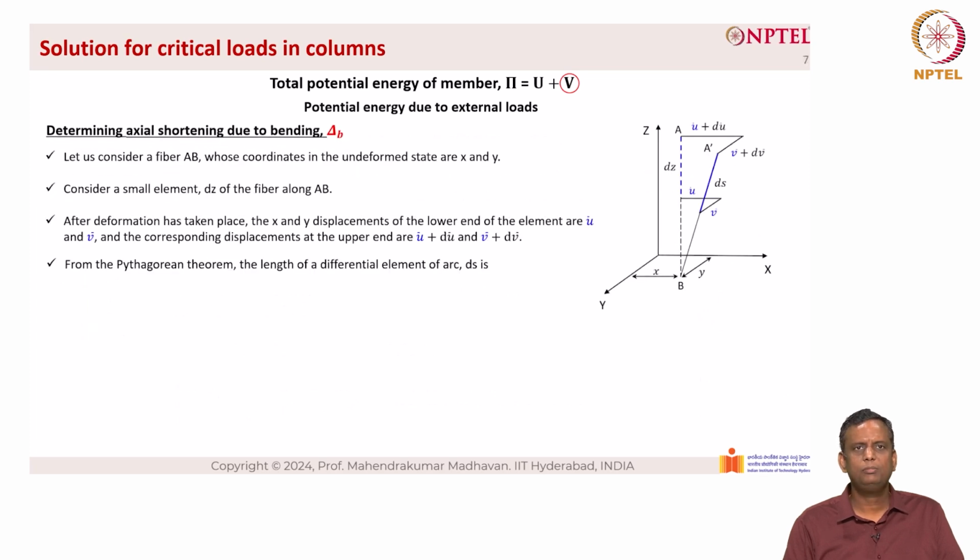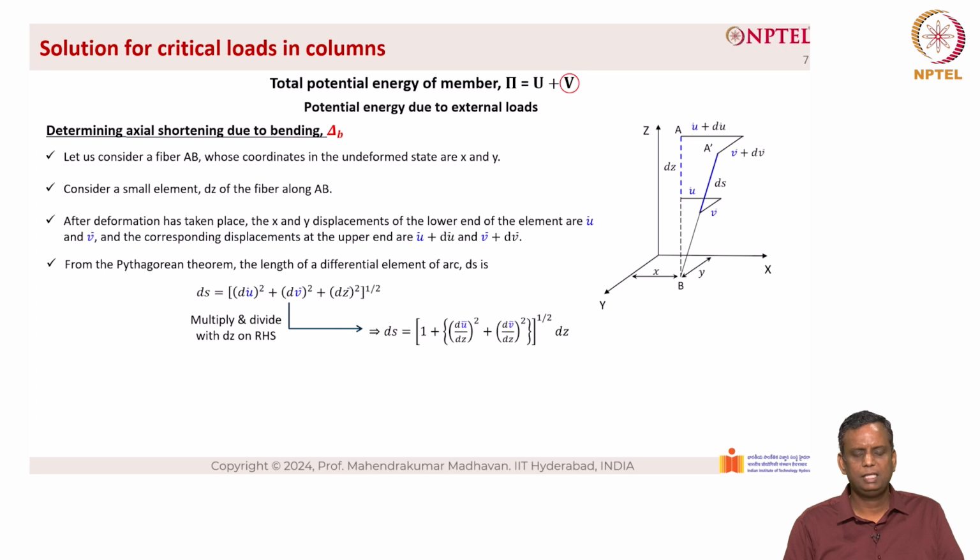From the Pythagorean theorem, the length of a differential element of arc ds is given as ds equal to root of du bar the whole square plus dv bar the whole square plus dz the whole square. Multiply and divide with dz on the right hand side. We have ds equal to 1 plus du bar by dz the whole square plus dv bar by dz the whole square, the whole power half.